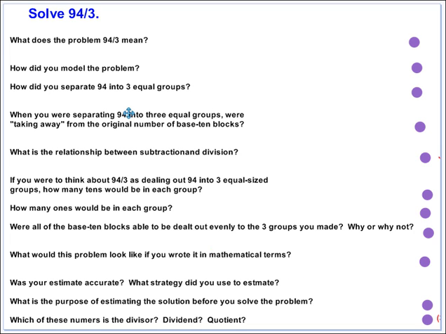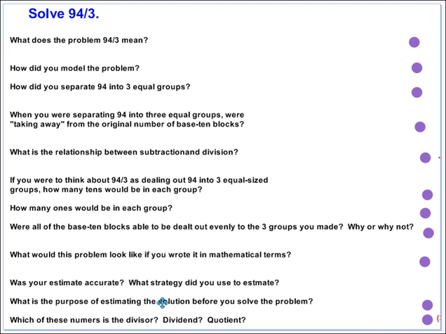So we're going to start with working the problem 94 divided by 3. I'd like for you here in a second to pause the video and work through the problem and answer the questions on the screen here. Then when you've gone through, worked your problem, answered the questions, press play and we'll start going over answers. So go ahead and pause your video now and work through the problem. Okay, so you should have worked through 94 divided by 3.